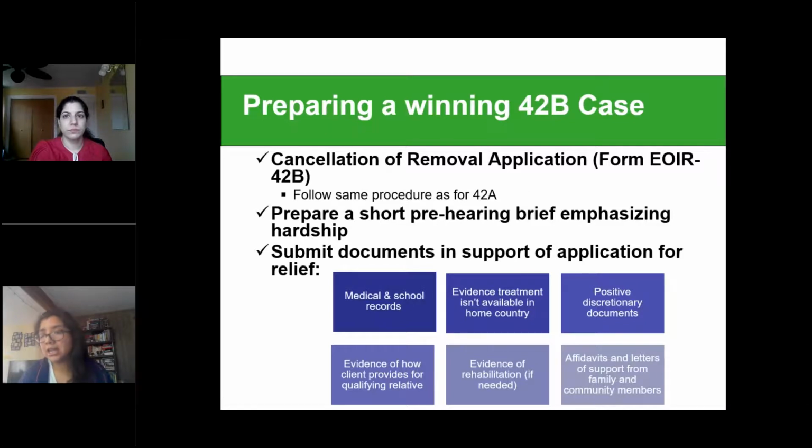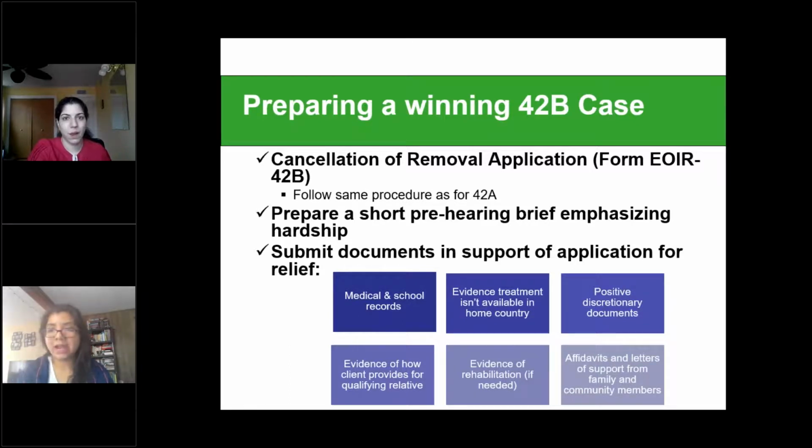And as I mentioned, non-LPR cancellation is discretionary. So going back to what Hina was discussing when preparing that 42A application, what are some merit, some discretionary factors that you can throw in there to demonstrate that this person not only qualifies, but merits this form of relief.